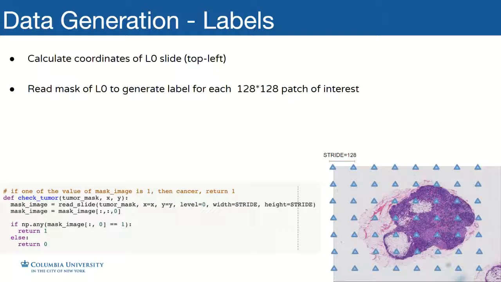We first talk about the data generation process. We first calculate the top left coordinates of the patches in the L0 slide. So L0 is the greatest magnification level. Then we use the mask of L0 to generate the label for each 128 times 128 patch of interest. We label the patch as tumor if any single pixel in that patch has the label of tumor. Else, we label the patch as normal. The code below also illustrates this idea.